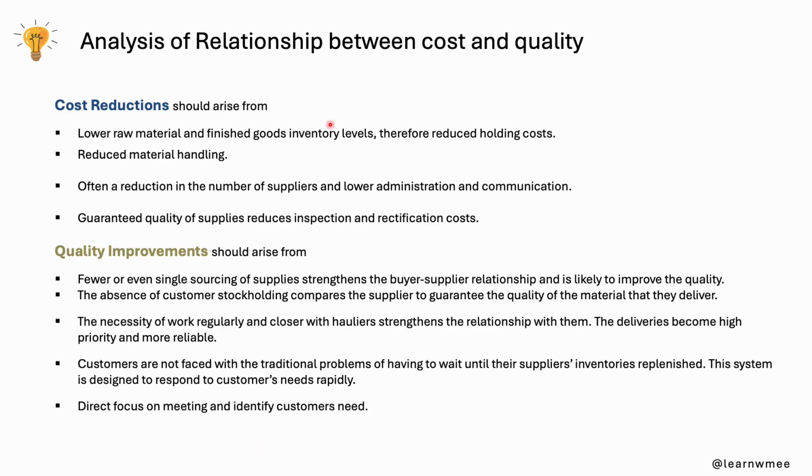Now, this is a brief analysis of the relationship between cost and quality. Cost reductions will arise from lower raw material and finished goods inventory levels, therefore reduced holding costs, reduced material handling, often a reduction in the number of suppliers and lower administration and communication, and guaranteed quality of supply, which reduces inspection and rectification costs. Quality improvements will come from fewer or even single sourcing of suppliers, which strengthens the buyer-supplier relationship and is likely to improve quality. The absence of customer stock holding and the necessity of working regularly and closely with hauliers strengthens the relationship with them. Customers are not faced with the traditional problem of having to wait until supplies inventories are replenished, and there is a direct focus on meeting and identifying customer needs.